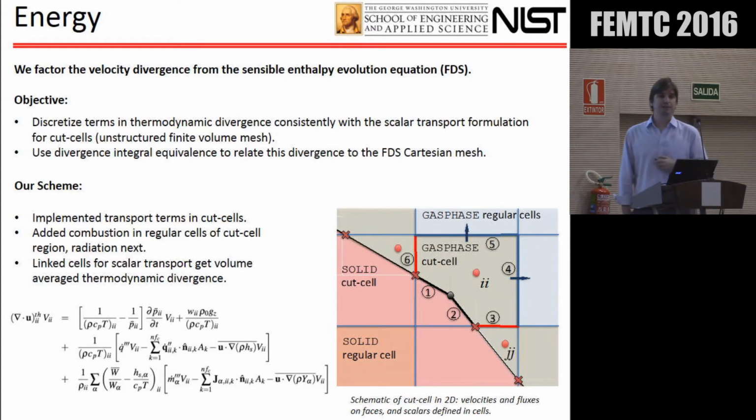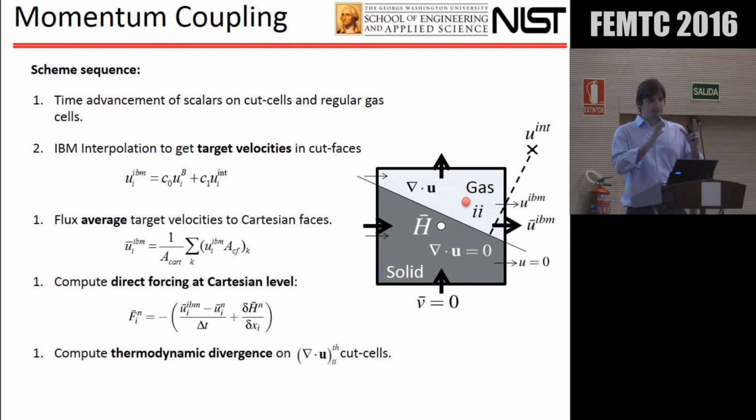These have to be discretized in a way that is the same as what's been done for the scalars in our case. So we have implemented this discretization on the cut cell region, and we have added combustion on the regular cells surrounding the cut cell region. We are in the process of working on the particular cut cells, and well, radiation is another very important physics unit that needs to be modified here. So we have our thermodynamic divergence, we have the scalars, we have the motion of our chemical species and how they're going to evolve in time.